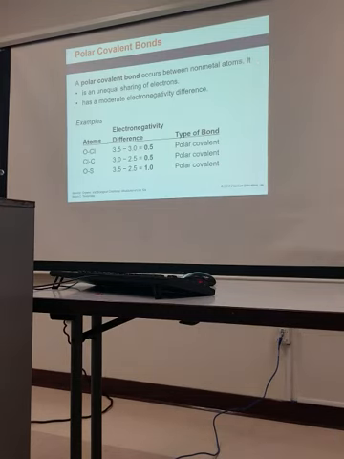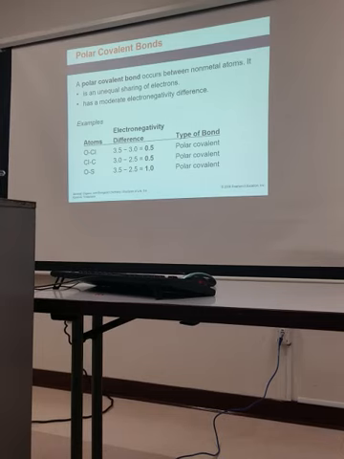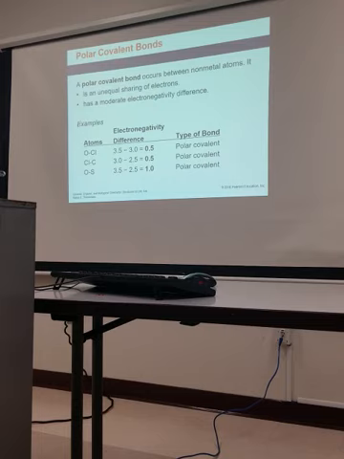Differences above 0.3, not including 0.3, are polar covalent between two non-metals. The bigger the difference, the more polar it is. And that's an unequal sharing of electrons, which means the more electronegative atom gets the electrons more time than the one with the least. Differences here, 0.5, 1.